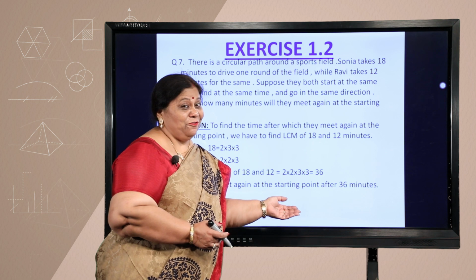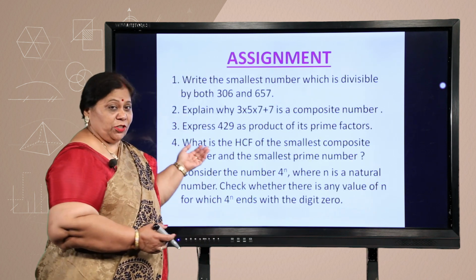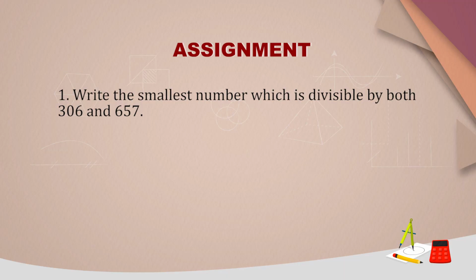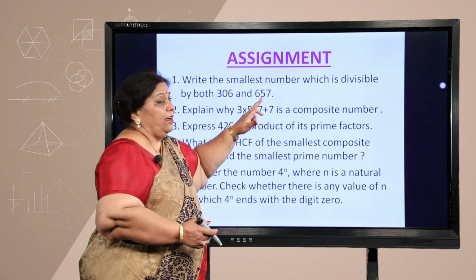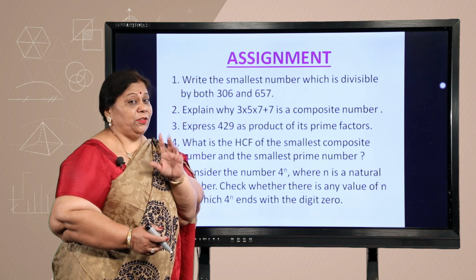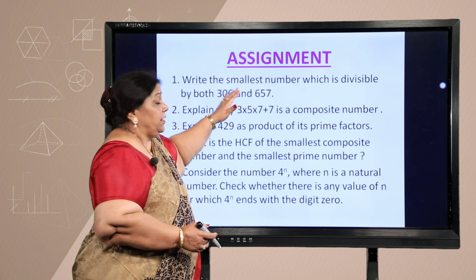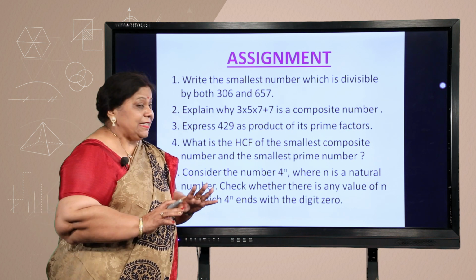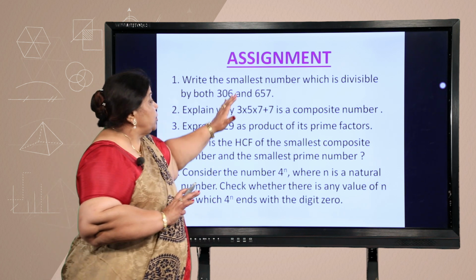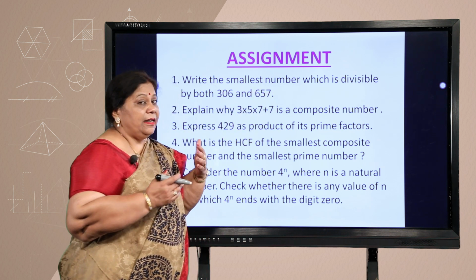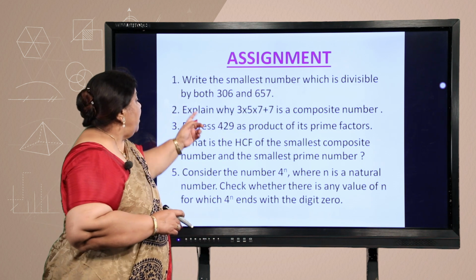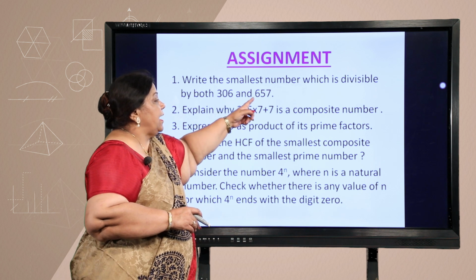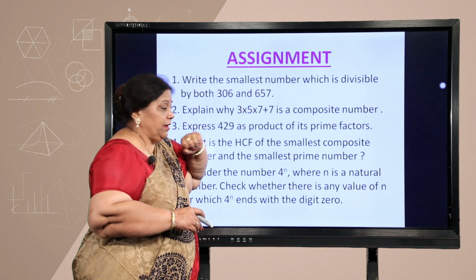Now, it is the time for assignment. We have questions for you. Write the smallest number which is divisible by both 306 and 657. Just notice the language of the problem. He is not asking us to find LCM or HCF. We have to use our understanding of the concept. Smallest number means least common multiple. I have to find it out for 306 and 657.